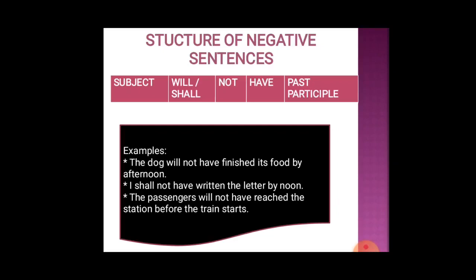Now structure of negative sentences. Here subject, then will or shall, then not, and then have, and third form or past participle. For example, the dog will not have finished its food by afternoon. I shall not have written the letter by noon. The passengers will not have reached the station before the train starts.